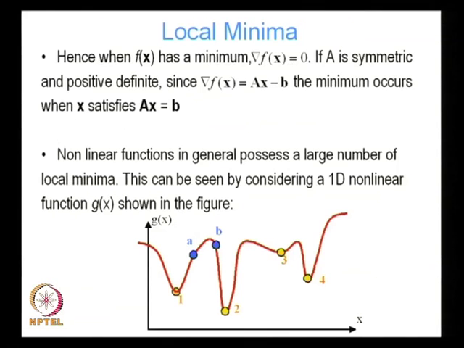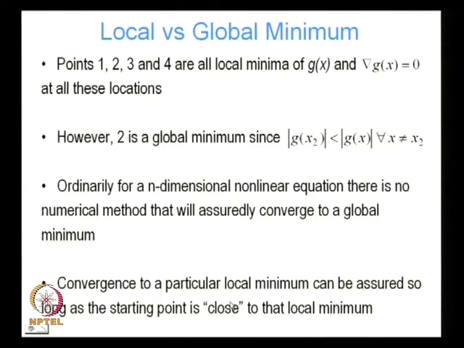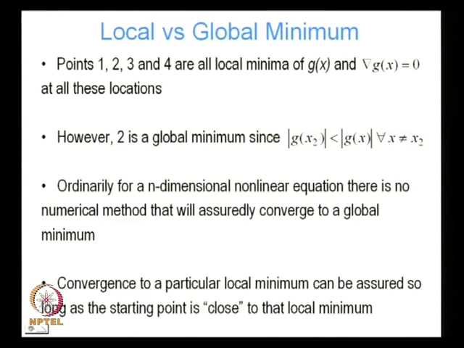Why is 2 a global minimum? Well, you can see 2 has the lowest value of the function, since g of x2 is less than or equal to g of x for all values of x not equal to x2. Ordinarily, for an n-dimensional nonlinear equation, there is no algorithm which can guarantee that you are going to reach a global minimum. There is no numerical method that will assuredly converge to a global minimum.